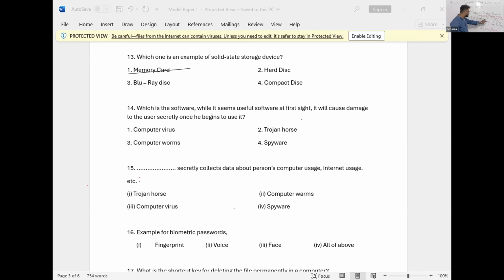And compact disc, we already discussed, is also an optical device, right? Any questions? Any questions related to storage devices? No.